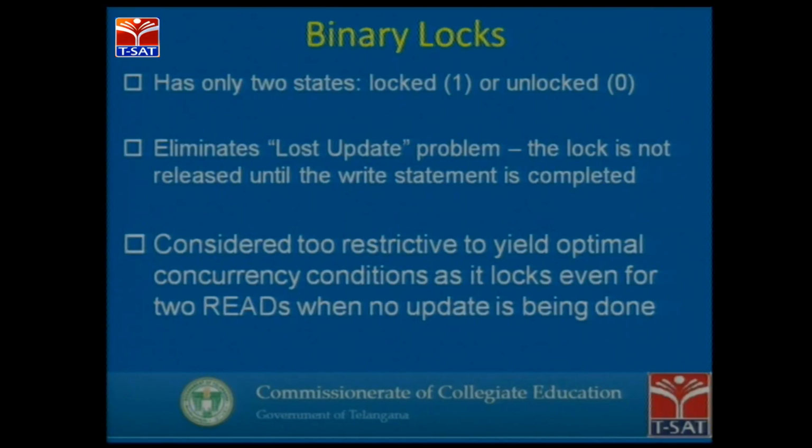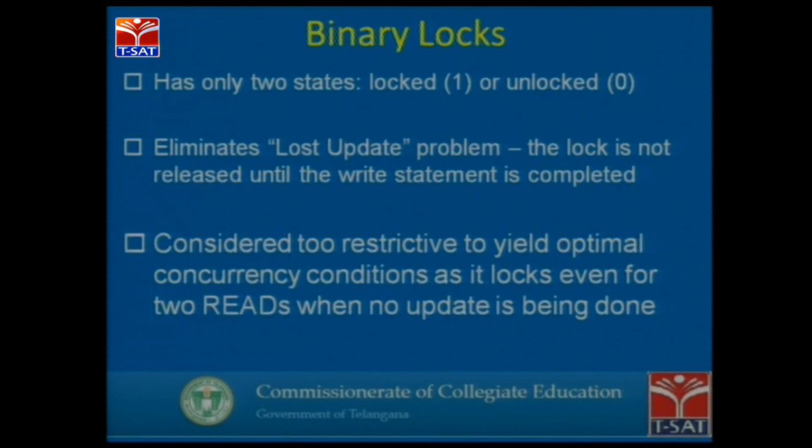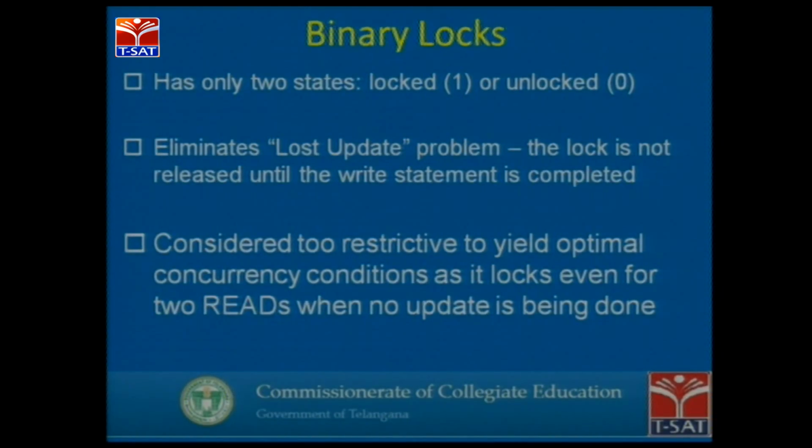So the binary locking technique always tries to eliminate the lost update problem given by concurrency if it is not implemented properly. So it contains two states, one is a locked state, the other one is an unlocked state. So always the value changes from 0 to 1 and 1 to 0. Every transaction tries to change its value from 0 to 1 or 1 to 0 for receiving the success.